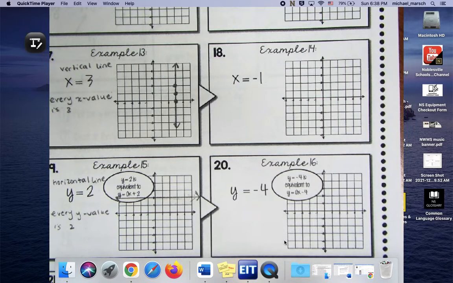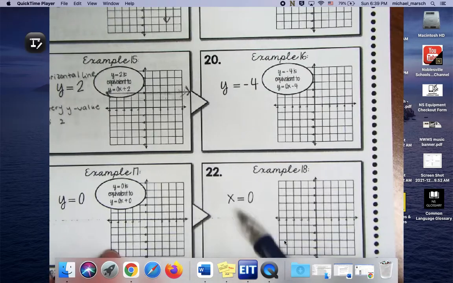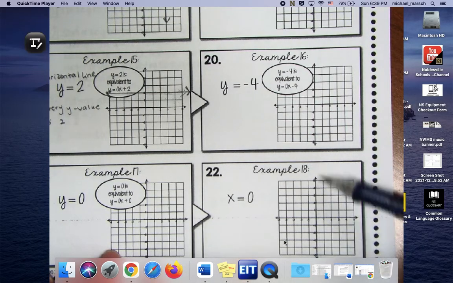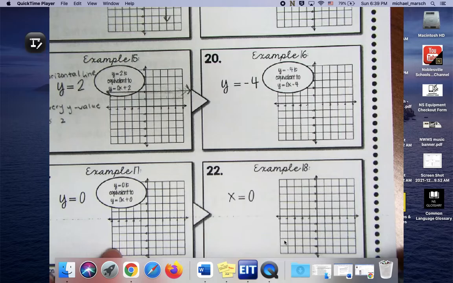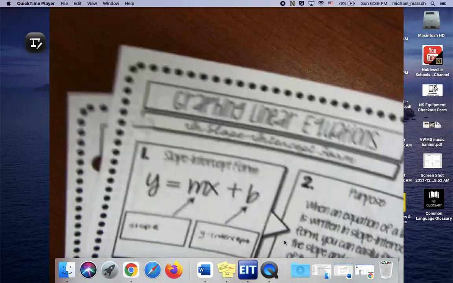So you should be able to do these other x's and y's. Now, if every y value is 0, it's going to be a horizontal line on the x-axis. If every x value is 0, that's going to be a vertical line on the y-axis. Okay. So go ahead and finish up the rest of those on your own.